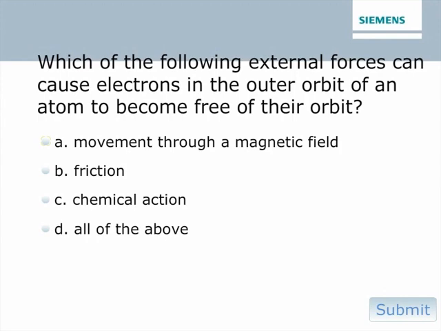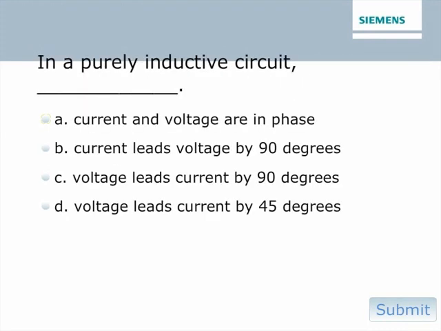Question 11. Which of the following external forces can cause electrons in the outer orbit of an atom to become free of their orbit? Is it A, movement through a magnetic field, B, friction, C, chemical action, or D, all of the above?